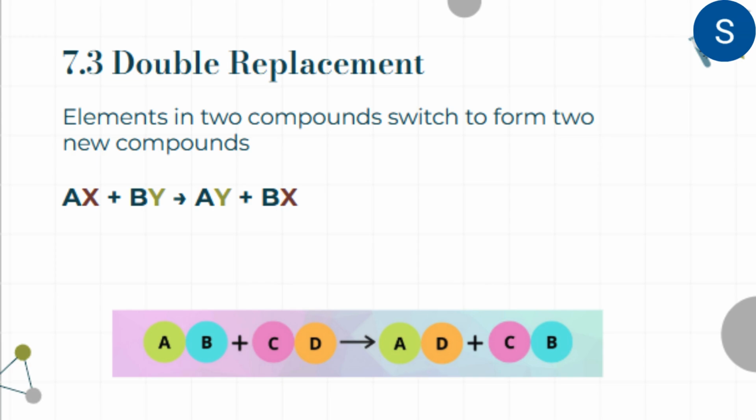Typically, in a double replacement reaction, the first element and the last element on the two separate compounds will combine in the products, and the last element of the first compound and the first element of the last compound will form the second product. Be sure to remember, in double replacement reactions, two compounds form two new compounds.